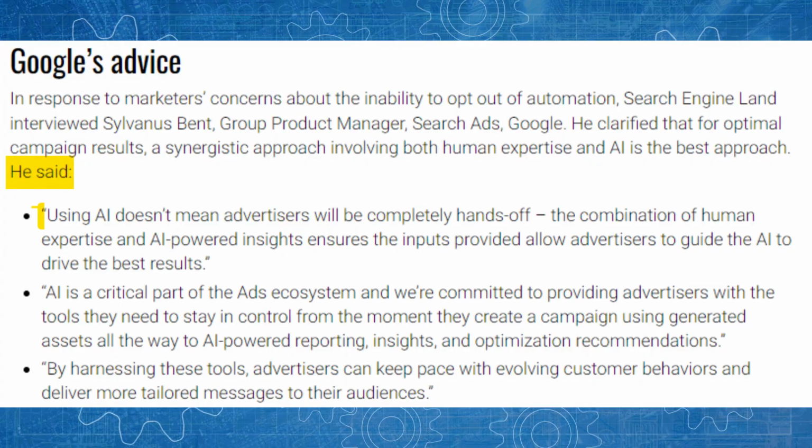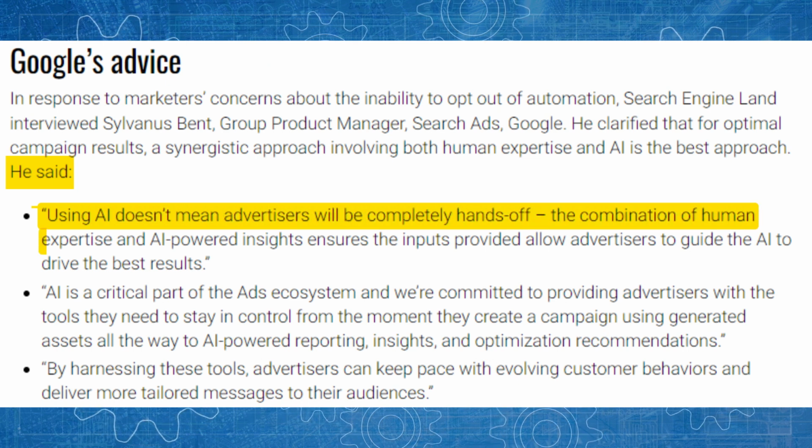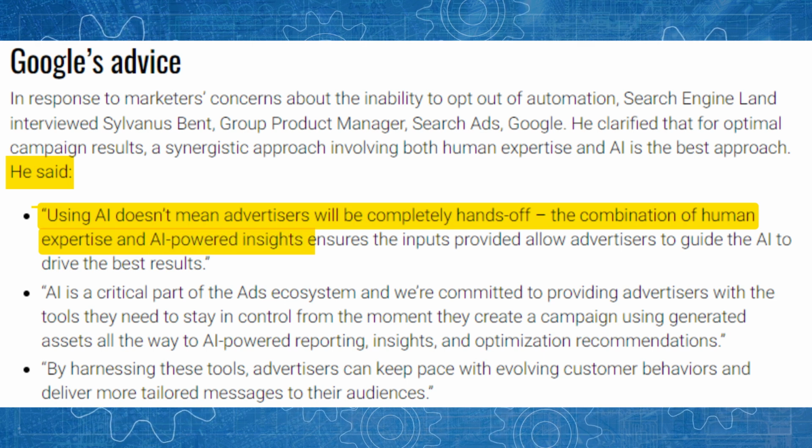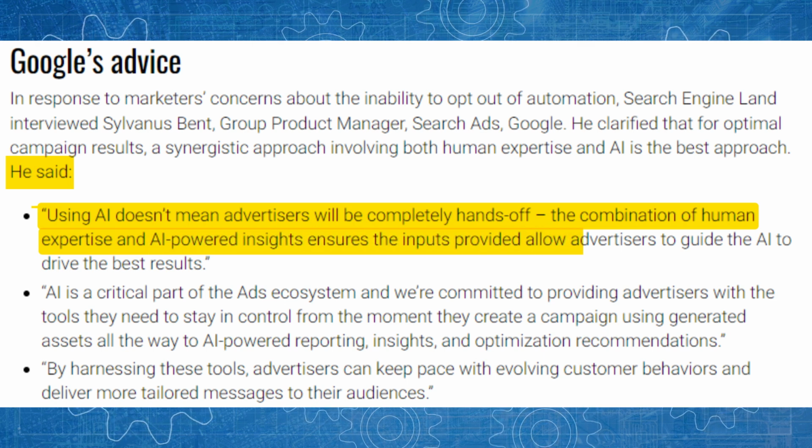A man named Sylvanus Bent, who is one of the product marketing managers at Google, who was actually asked these questions from Search Engine Land, has come back and said the following. He said, "AI doesn't mean advertisers will be completely hands-off. The combination of human expertise and AI-powered insights ensures the inputs provided allow advertisers to guide the AI to drive best results." Well, that doesn't really help, because the concern that Search Engine Land raised was specifically about the ability for power users of Google Ads to not use automation at all and to give us the option to do so. He's not addressed it here.